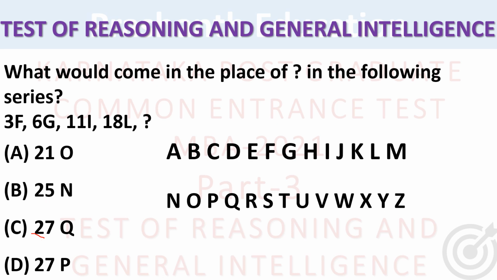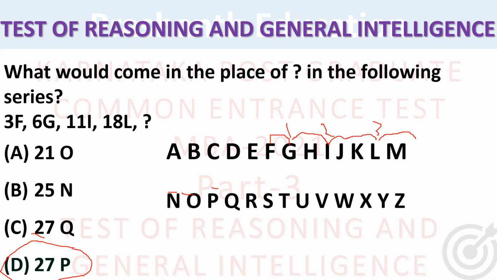Now, F and G: 1. Then G to I: 1, 2. I to L: 1, 2, 3. So it is following a 1, 2, 3 relationship. From L it has to be 4, right? So 1, 2, 3, 4. So whatever letter that lands on, P, that would be the right answer.